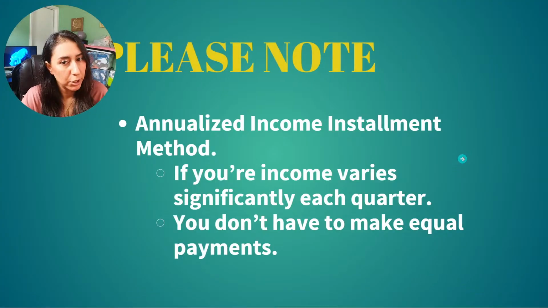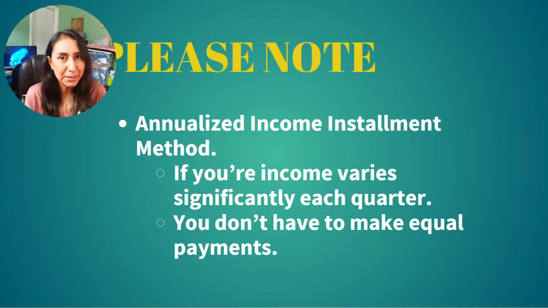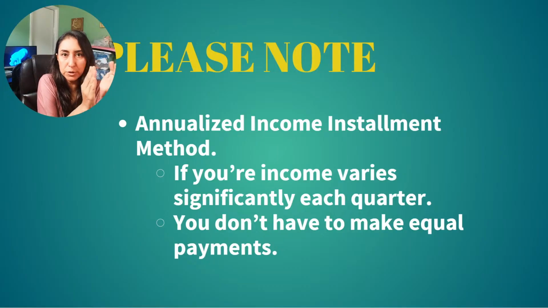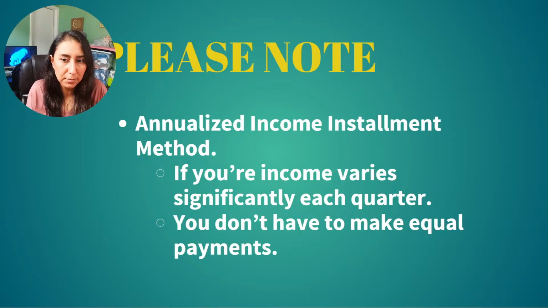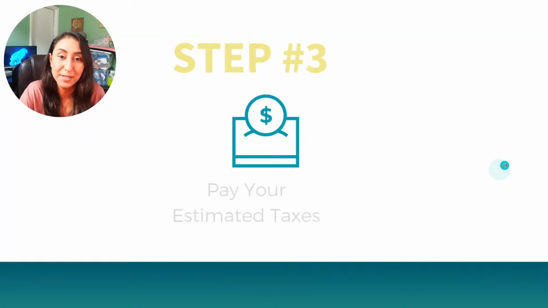Also, please note that there's another method called the annualized income installment method if your income varies significantly each quarter. And this is for seasonal businesses. So if you make all your money January to June, but the rest of the year is totally different, you can do this method and you don't have to make equal payments. You just do your calculations for those months, pay what you need to pay for those months, and don't even worry about the rest of it because it'll be different for you. So that's another method. We can get into that in another lesson if you want to. Also, gathering your income and expenses is a whole lesson in itself, too.